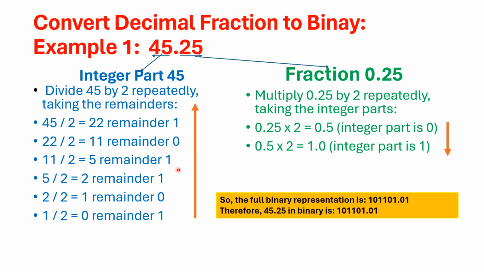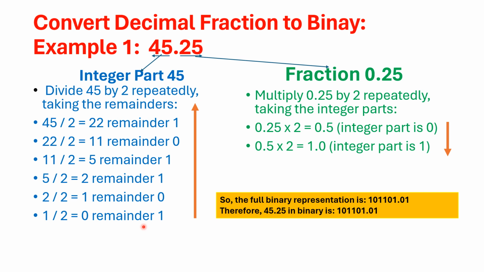We perform the division operation of 5 divided by 2. The resultant is 2, with the remainder 1. We perform the division operation of 2 divided by 2. The resultant is 1, remainder is 0. And then lastly, we perform 1 divided by 2. Sorry, the output is 0 and the remainder is 1. When the output is 0, this means that the division has been completed.